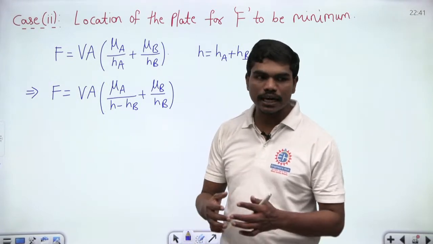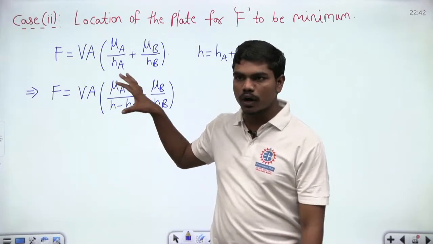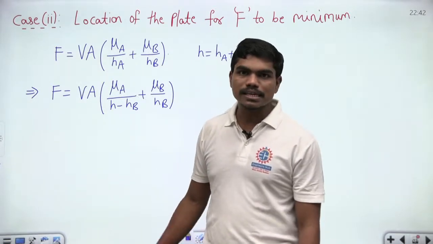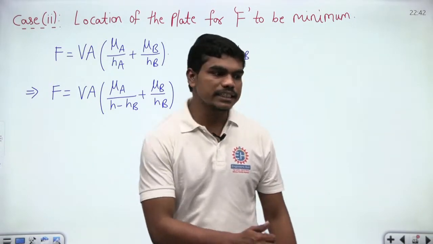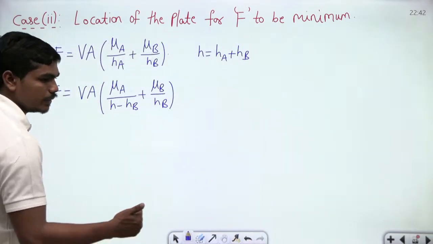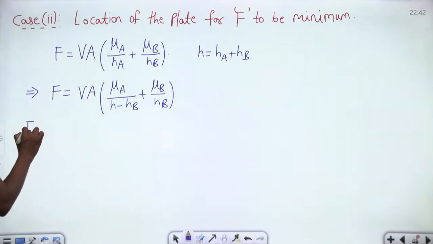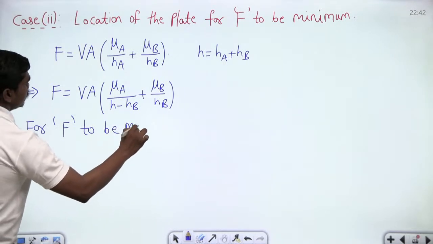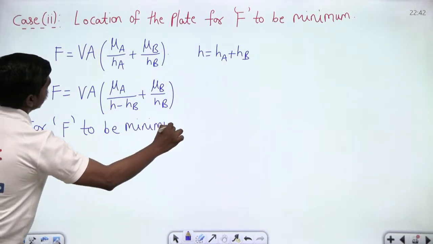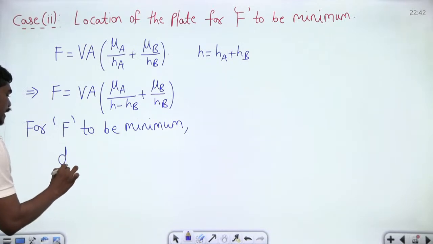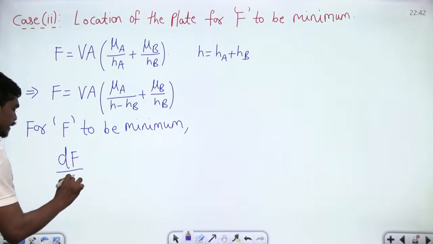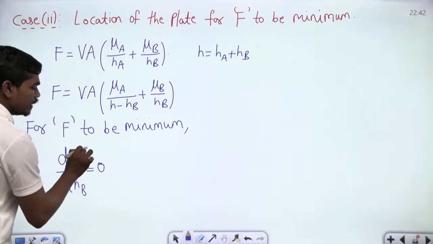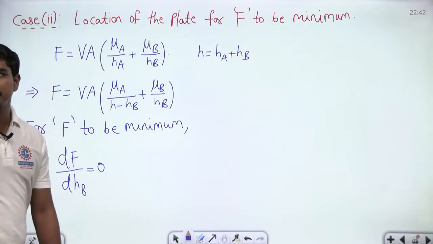All of you, I need answers from you. Out of all these values, what are the variables that are involved? Only one variable. What is that? That's nothing but your HB, correct? HB is the only variable, correct? Height HB. Yes. So, for F to be minimum, what can be done? For F to be minimum, dF divided by dHB has to be made 0. Yes, correct. HB is the only thing that is variable. So, dF divided by dHB has to be 0.